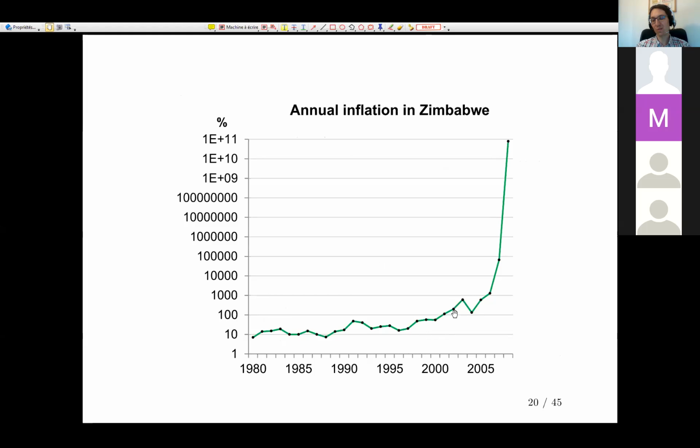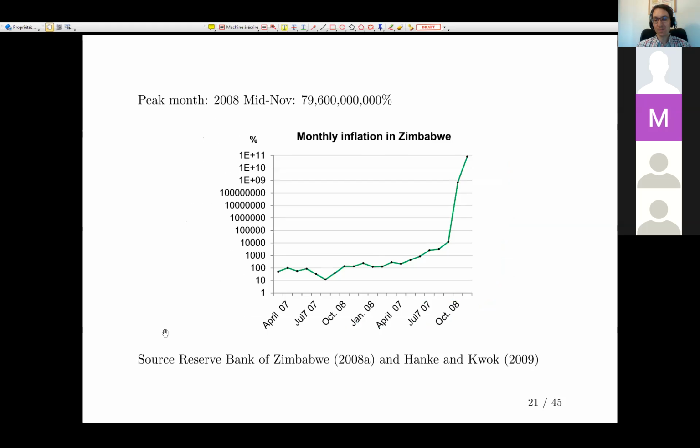The prices started to go up, up, up. So this is annual inflation. You see here 10% is nothing crazy, but then 100% is a doubling of the price level from year to year. So it started to be bad. And then here there was the real crisis, where it's increasing by a huge percentage. It occurred in the month of October, which was the crazy month.